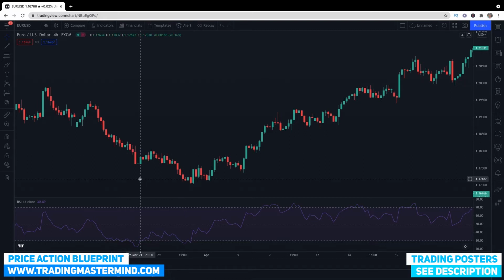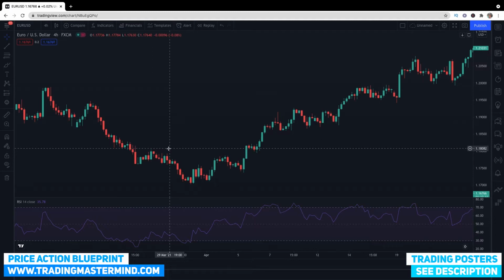Okay, so with this particular strategy, it is a swing trading strategy. We are looking at the 4-hour time frame. In this particular example, we are looking at Euro USD as our instrument that we are trading. However, it does work with any currency pair or even something like NASDAQ. But yeah, let's get started with the strategy.